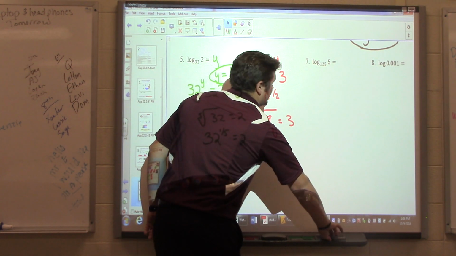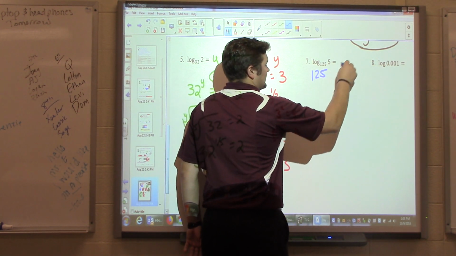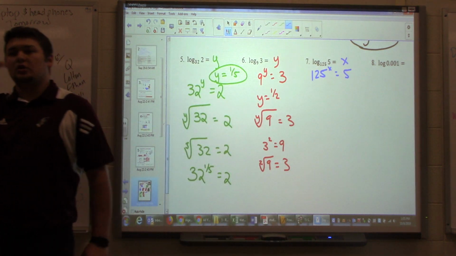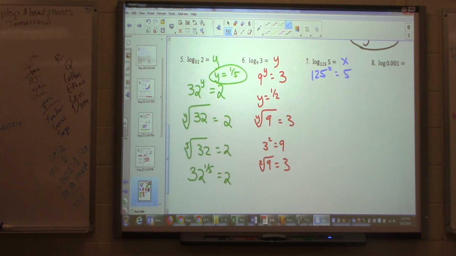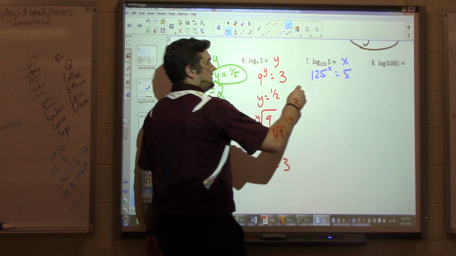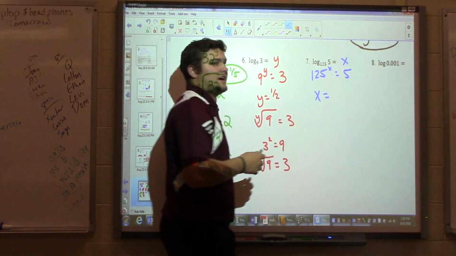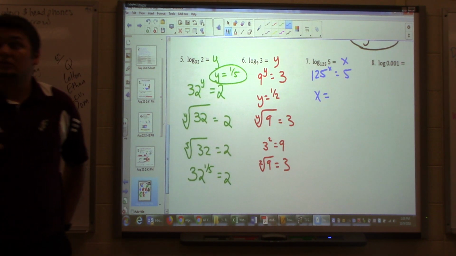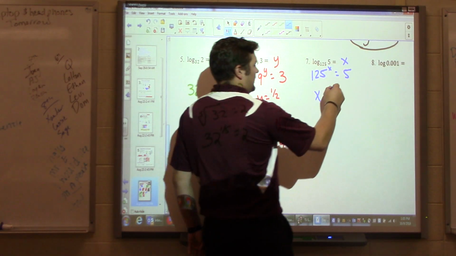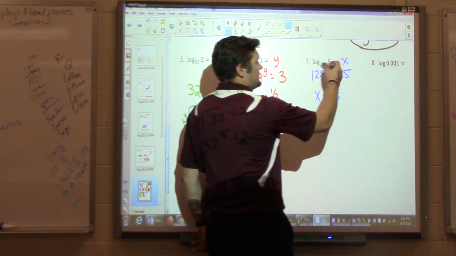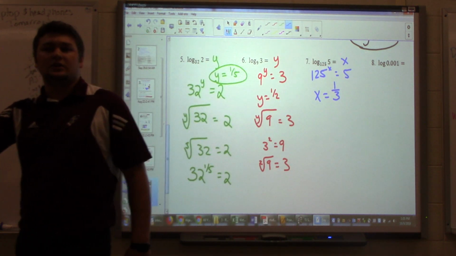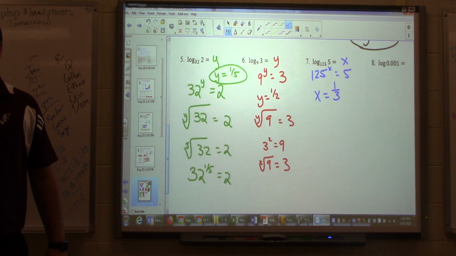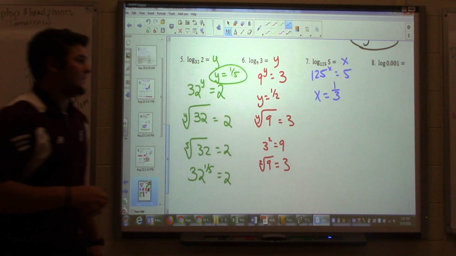Alright, the next one. I have log base 125 of 5 equals x. Same thing. Bigger whole number to a smaller whole number, so I'm going to need a fractional exponent. 125 to the what power will give me 5? 1/3 power, right? 5 to the 3rd power gets me 125, so 125 to the 1/3 power will get me 5. Make sense?